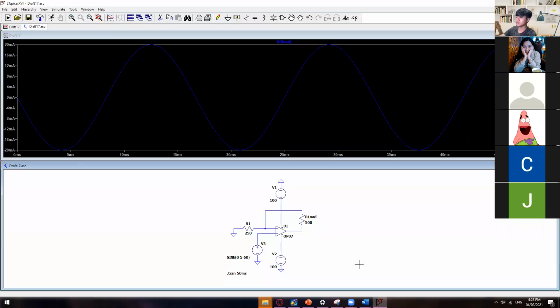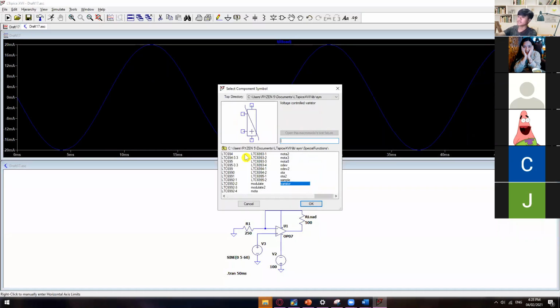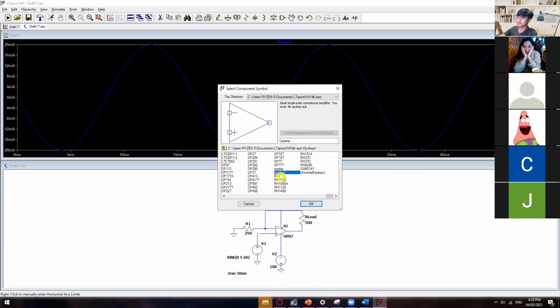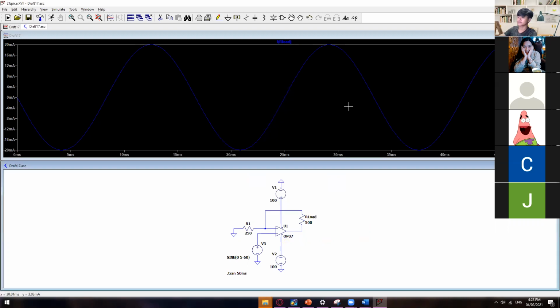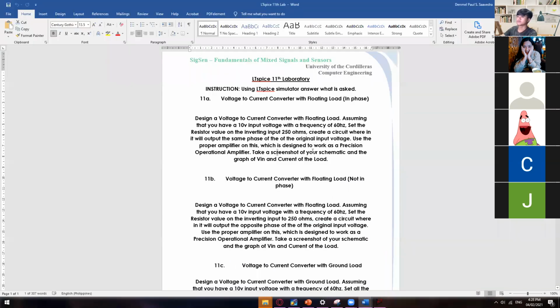Do not just use the universal op-amp, or op-amp 2. You have to use a specific amplifier for the voltage to current converter, which is the OP07, this one. Which is designed to work as a precision operational amplifier.